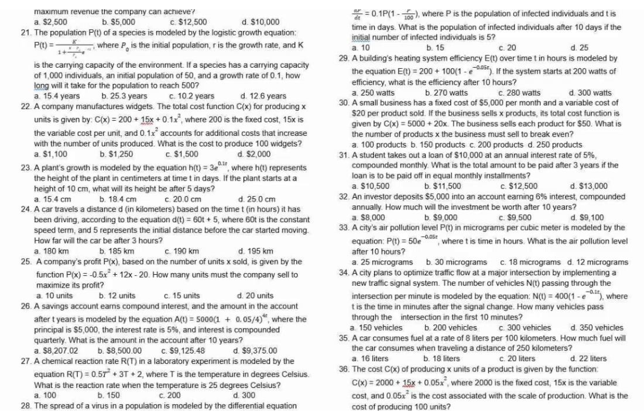So problem number 21. The population P(t) of a species is modeled by the logistic growth equation P(t) = K over 1 plus ((K minus P0) over P0) e to the negative rt, where P0 is the initial population, r is the growth rate, and K is the carrying capacity of the environment. It's not clear in this paper, sorry. If a species has a carrying capacity of 1,000 individuals, an initial population of 50, and a growth rate of 0.1, how long will it take for the population to reach 500?